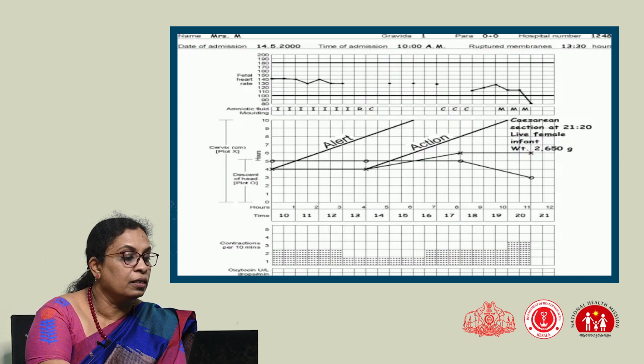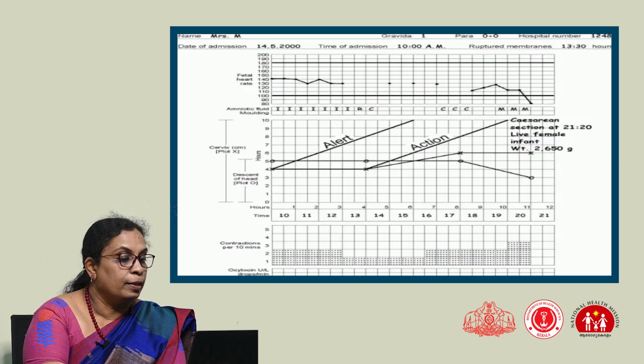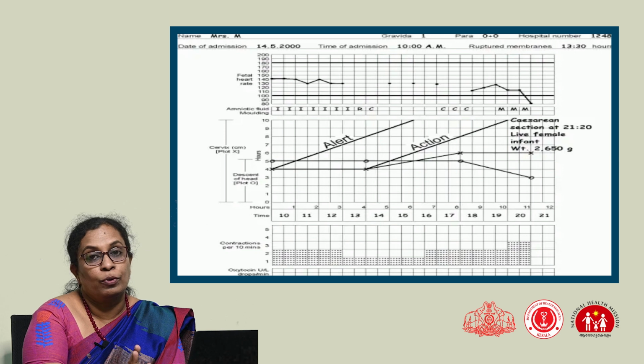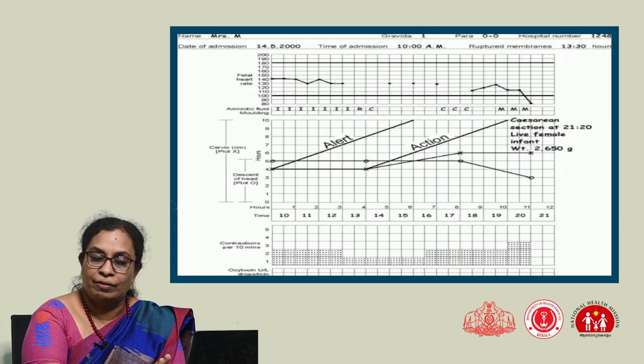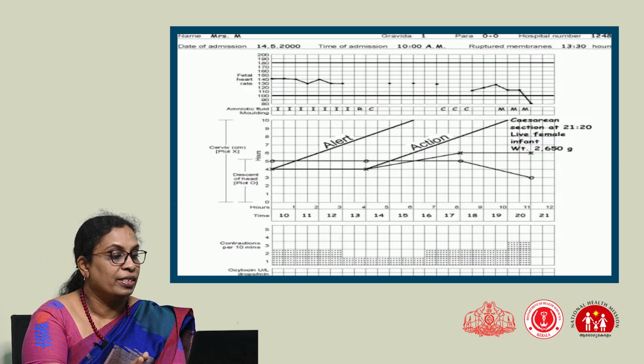See, the patient came in, and the 0 hour recording starts at 5 centimeters. At 5 centimeters plus 3, the head is 3/5 palpable. Once the labor is progressing normally, the recording should be either parallel to the alert line or towards the left side of the alert line. Once it crosses the alert line, you should be careful. Here you can see the recording is lying on the alert line. Fetal heart rate is normally monitored, ranging 130 to 140, 150, below 160.